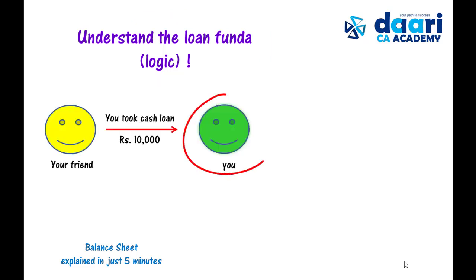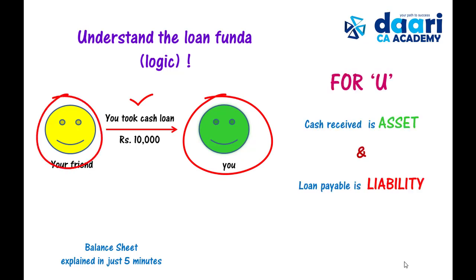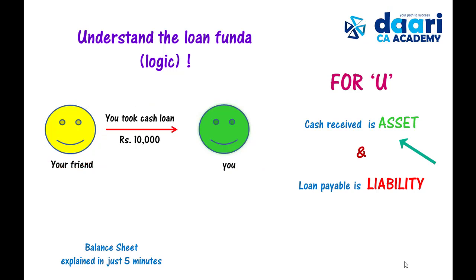You took a cash loan of rupees 10,000 from your friend. For you, cash received from your friend is an asset because you can do business by using the 10,000 or you can buy something. So that's why this cash is an asset for you. The second important aspect is it is payable back on a certain date as promised to your friend. So that's why it is a liability.